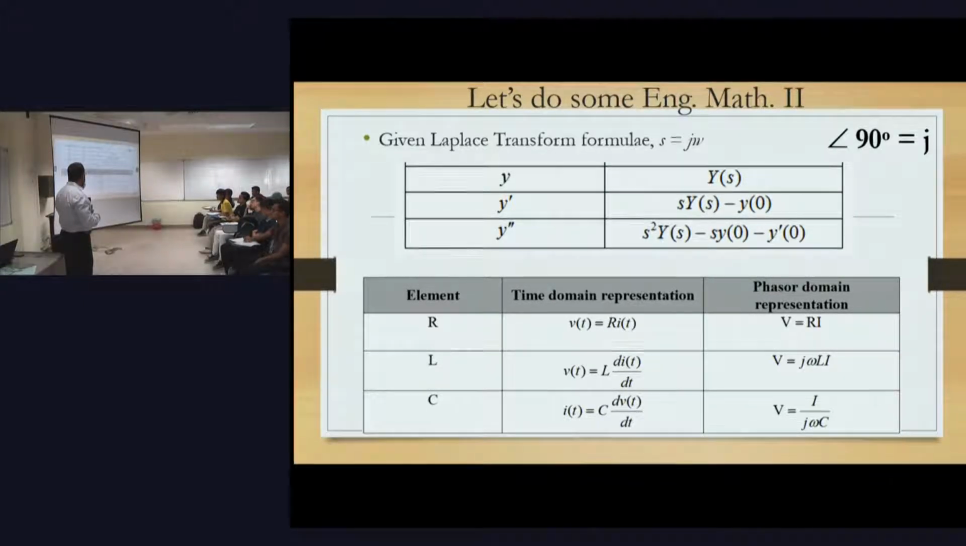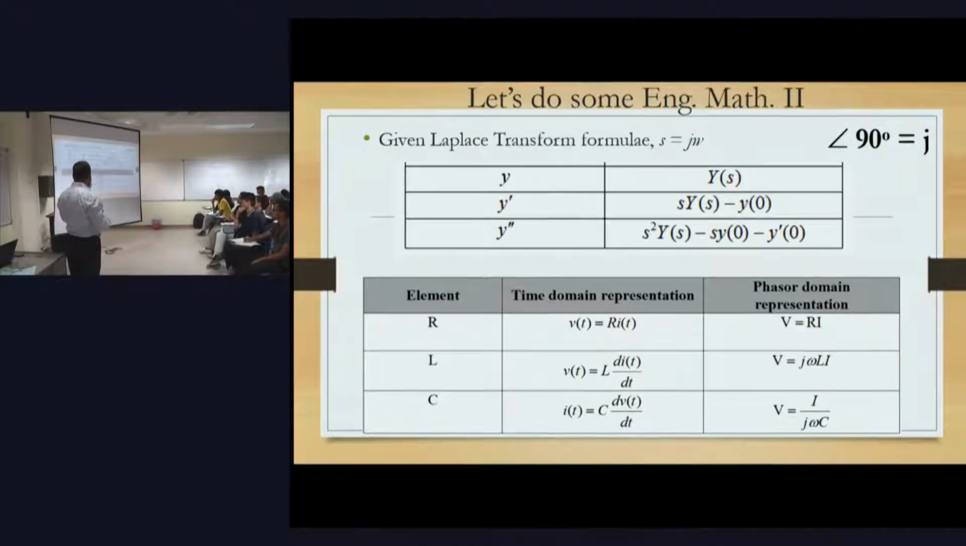For y double prime, which is the double derivative of y in the time domain, you can use this relationship in the s domain. You see, this kind of relationship is really easy for you to calculate. That's why we resort to Laplace transformation in electrical circuits. All right, let's have a look at this table. We have element R in the time domain. This is the voltage across R, and in the phasor domain, this is the voltage across R. Very simple for R.